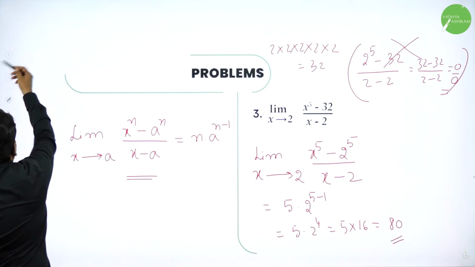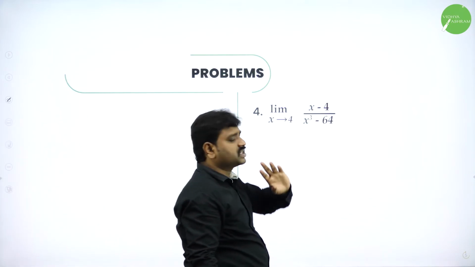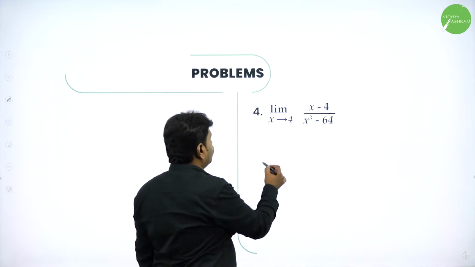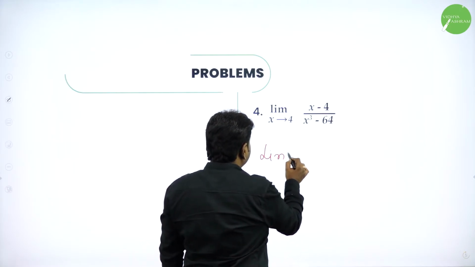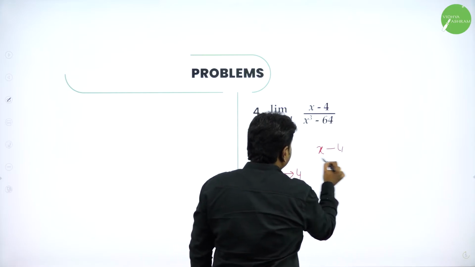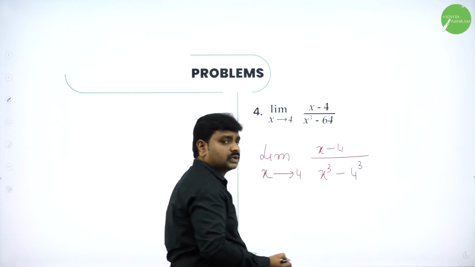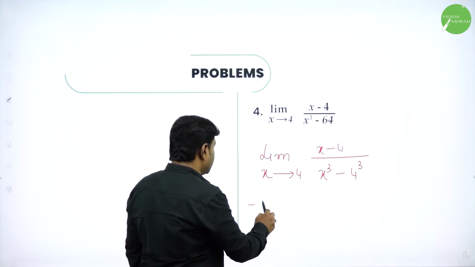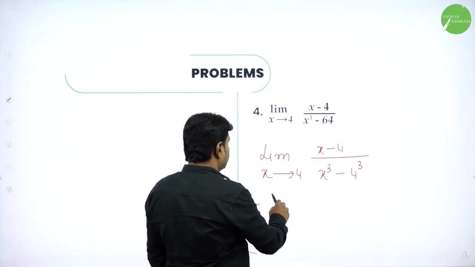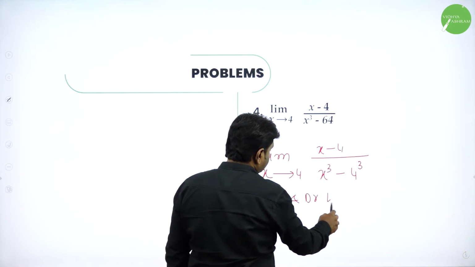Now going ahead with the next problem, limit x tends to 4, x minus 4 divided by x cube minus 64. See, observe this carefully. Limit x tends to 4, x minus 4 by x cube minus 64. Can I write 64 as 4 cube? Now divide numerator and denominator by x minus 4.